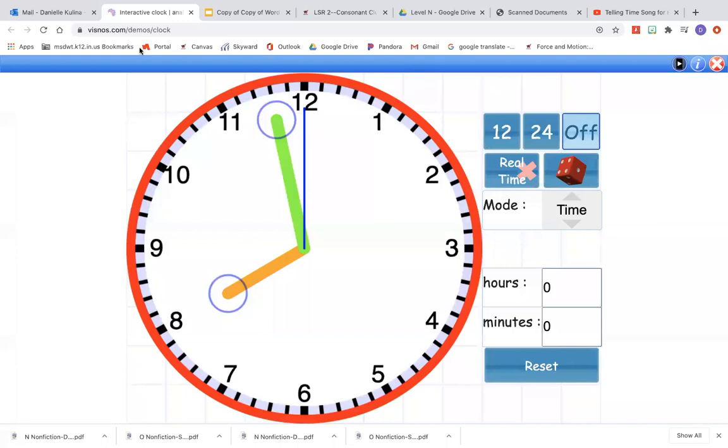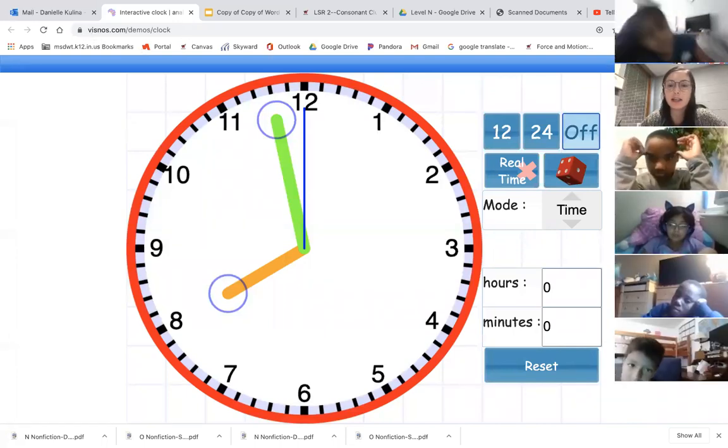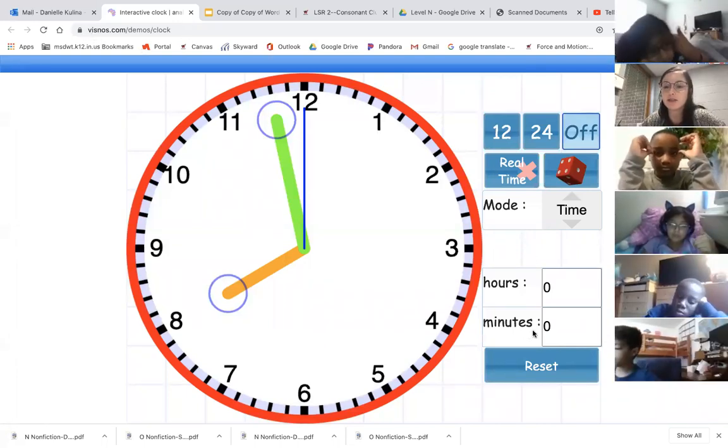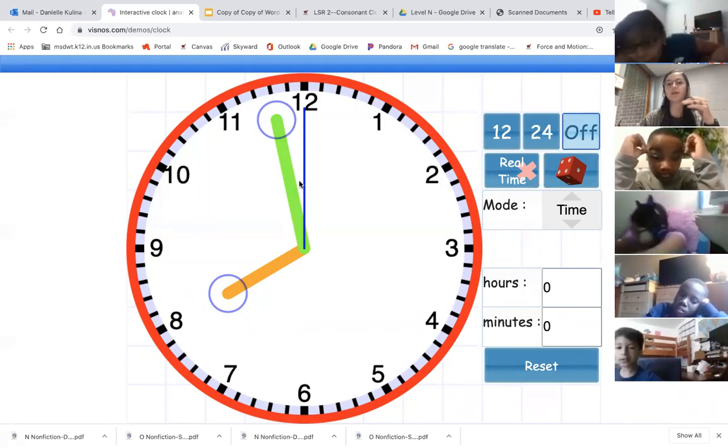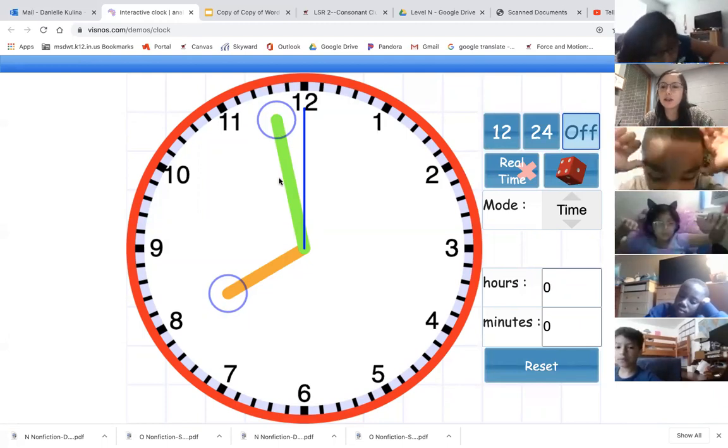All right, so can everyone see my clock? Can everyone see my clock? The same clock from yesterday. Remember, when we're reading this clock, don't look at this thin blue line. You need to look at the green. The green is our minute.